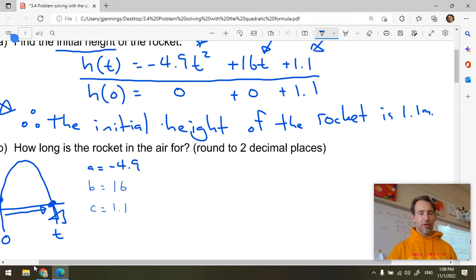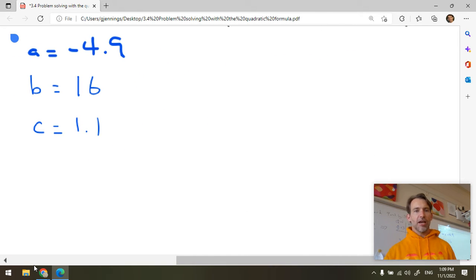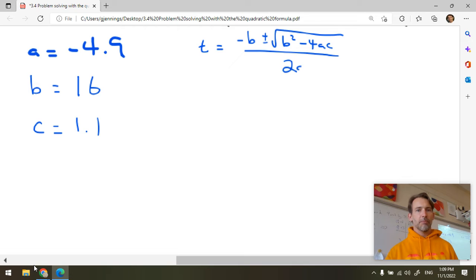Next step, copy it out. Now I'm going to zoom so I can do the work a little smaller. So we're going to have t is equal to negative b plus or minus the square root of b squared minus 4ac over 2a. Copy it out every time and then substitute carefully.